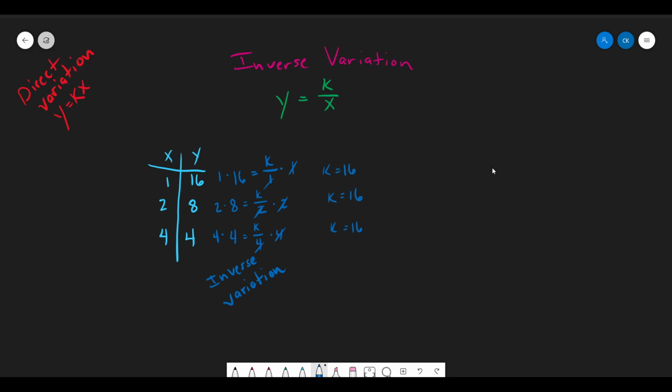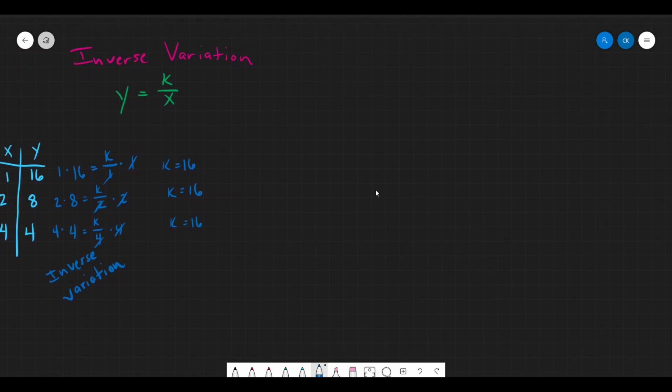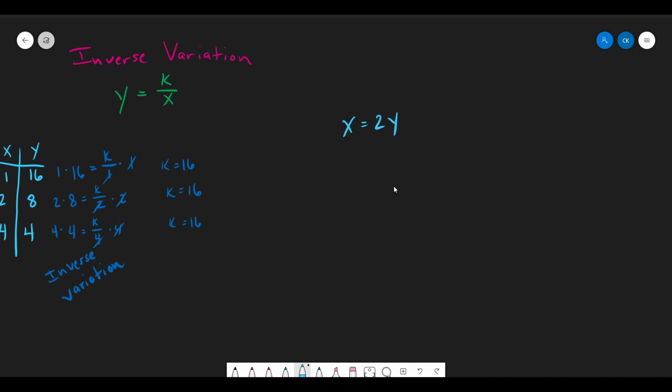Now, I could also give it to you as a function, meaning I could say, let's test to see if x equals 2y is an inverse or a direct variation. Well, it's very simple.